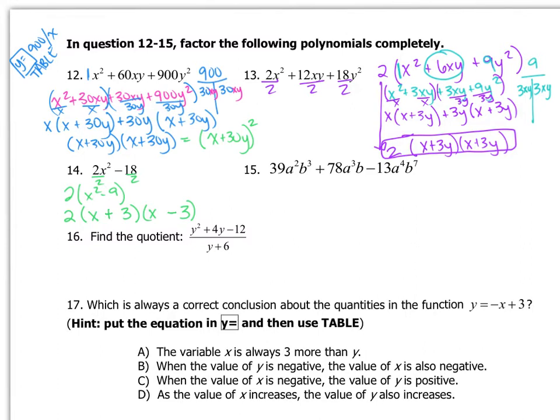Number 15, I need to check for a GCF. The only problem is I'm looking at 13. So the only way this will work, and I'm going to grab my calculator and check to see if 78 is divisible by 13. So I checked on that, and it is divisible by 13. So I'm going to divide all these by 13. I know I can take that out.